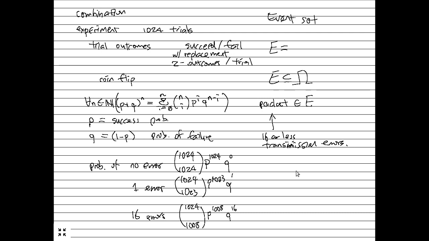You go, okay, Tech, what does this have to do with the sigma notation? This thing over here. We know n is 1024. How does each term here, the 1, 2, 3, and the other 13 in between, relate to the binomial theorem, especially on the sigma side? Go ahead.